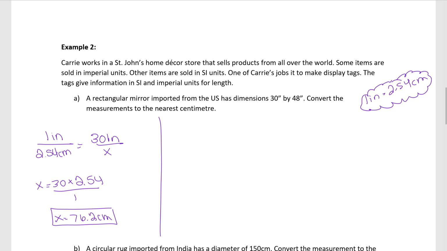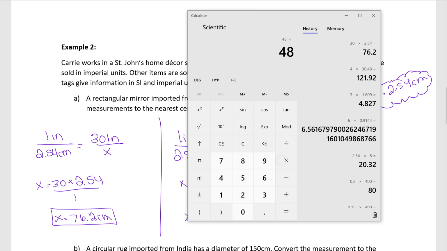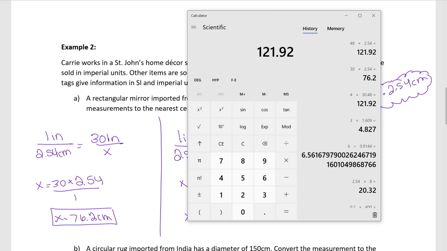Now we're going to do the same thing with 48. Okay, so we put 48 up here. So we end up with 48 times 2.54. And we get 121.92.